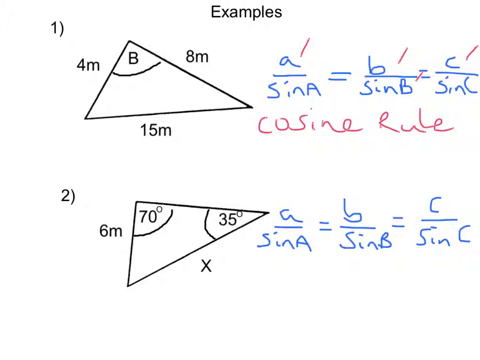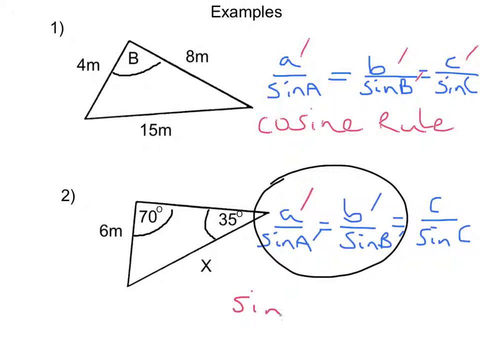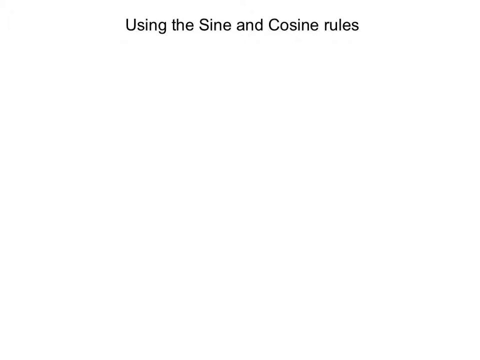So for question number 2, let's say that x is going to be side A, and that means we've been given angle A, we've been given side B, and we've been given angle B, which means we do have a group of 4, which means that we must use the sine rule to answer this question. So now we know which rules to use for which triangle.